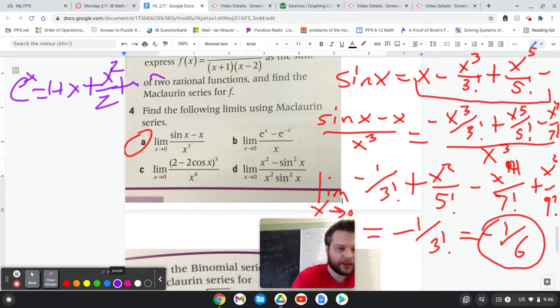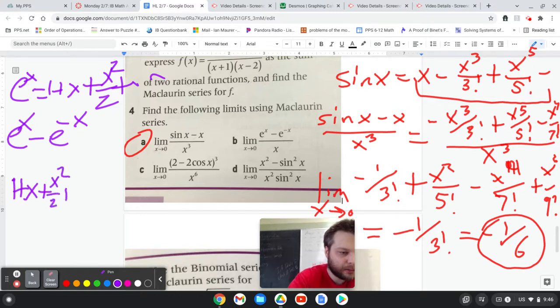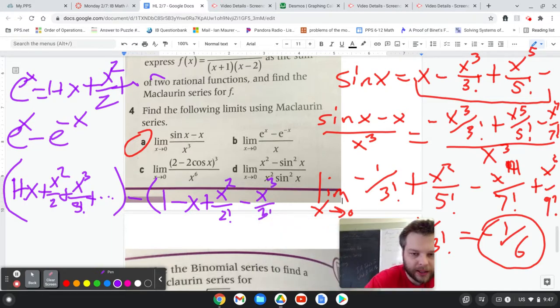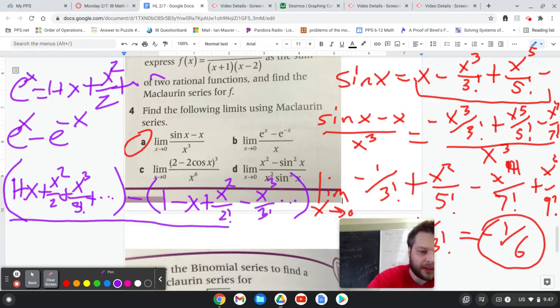And so if I have the numerator e to the x minus e to the negative x, we're going to have 1 plus x plus x squared over 2 plus x cubed over 3 factorial dot dot dot. That's e to the x. Minus e to the negative x is 1 minus x plus x squared over 2 because when you square the negative, it becomes positive, minus x cubed over 3 factorial, and then dot dot dot there, and all of that's going to be divided by x.